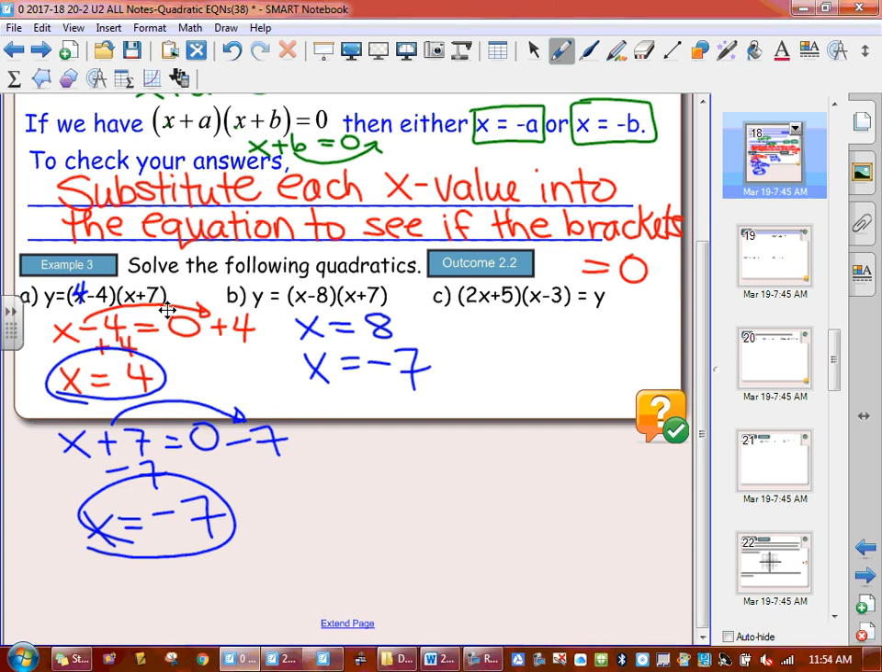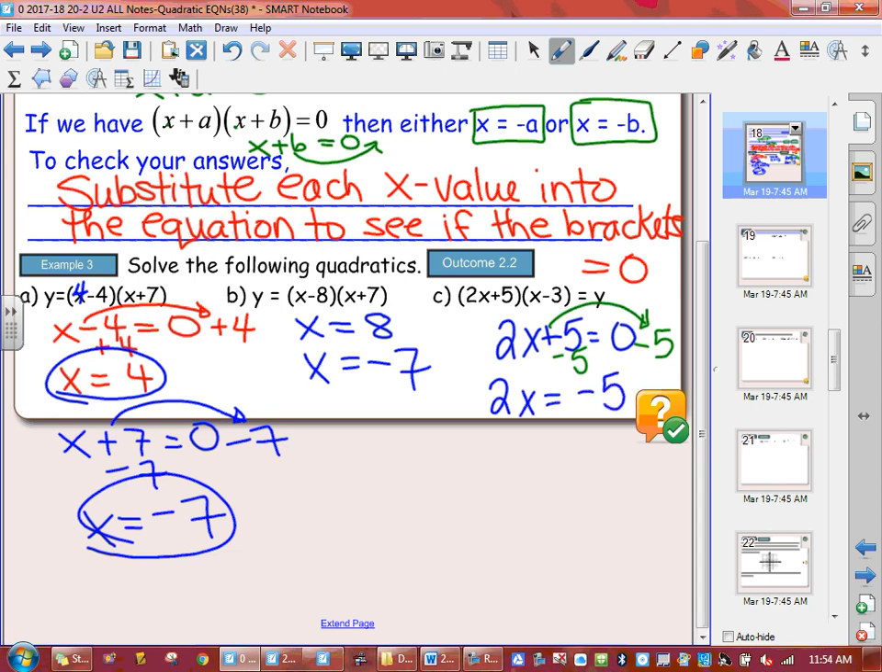But what if you get a number in front of x? If you get a number in front of x, your answer is going to become a fraction, and I'm going to show you why. So I'm going to do it the long way. 2x plus 5 equals 0. Then I move my 5 to the right, so I subtract 5, subtract 5. So I get 2x equals negative 5.